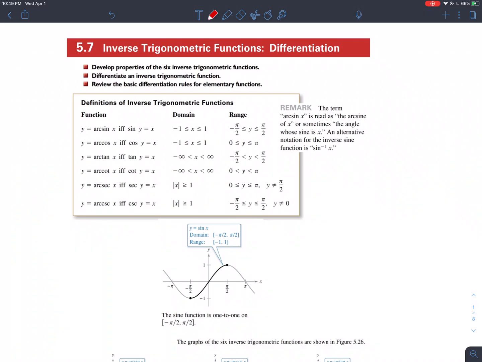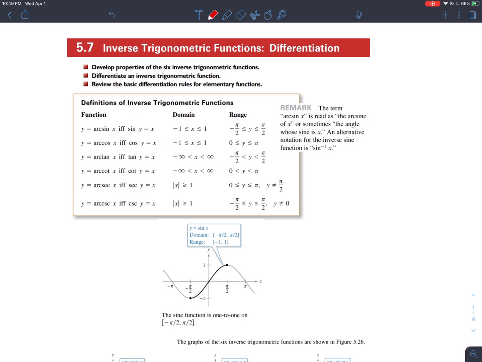In this lesson, we're going to discuss inverse trigonometric functions, and in particular, how to take the derivative, the differentiation of inverse trig functions. This is going to be fairly lengthy notes, so let's jump right in. We have three objectives: develop the properties of the six trig functions, so basic properties.